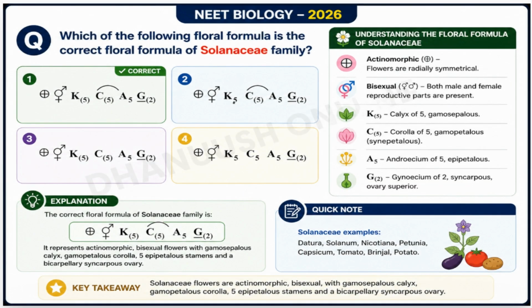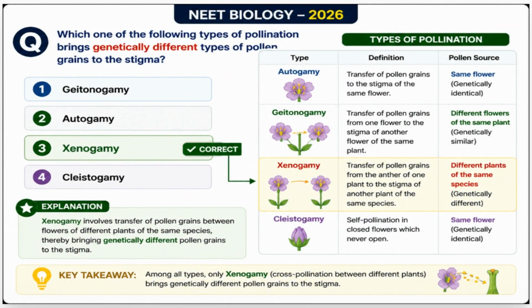Which of the following floral formulas is the correct floral formula of the Solanaceae family? The correct formula is actinomorphic, bisexual, with 5 fused sepals, 5 fused petals, 5 epipetalous stamens, and a bicarpellary syncarpous ovary.